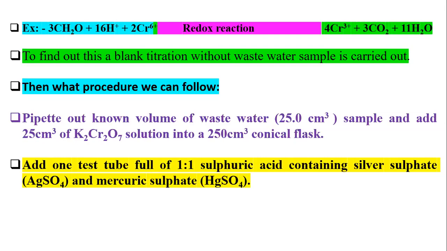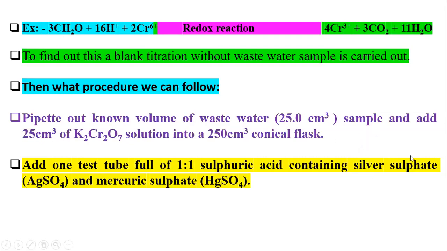Similarly, K2Cr2O7 is a very strong oxidizing agent in the presence of sulfuric acid, HCl or HNO3. That's why we require an acidic medium. To strengthen the K2Cr2O7, we added the sulfuric acid.